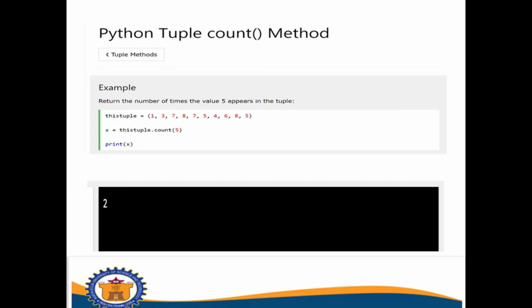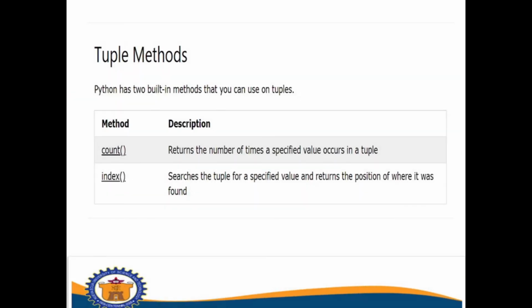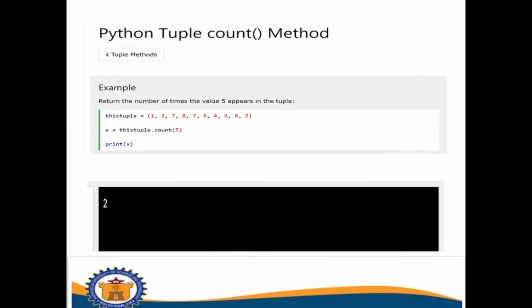So si 5 twice. Okay, another example, dito naman ay about search the first occurrence of value 8 and return its position. This time around, we're going to use indexing naman. And what is index? So, index method searches the tuple for a specified value and returns the position where it was found. So, for this example, we're going to use the variable this tuple with the following values. And then another variable x. So, any variable would do class, equals this tuple and then dot operator and then add the method.